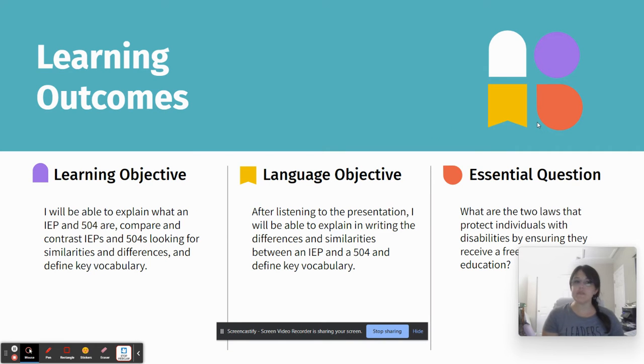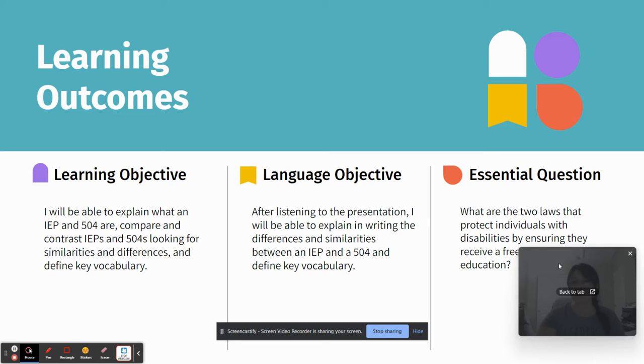So our learning objective is that you'll be able to explain what an IEP and a 504 are. You should be able to compare and contrast the similarities and differences between them. And then, of course, define key vocabulary. For our language objective, after listening to this presentation, you should be able to explain in writing in your notebook those differences and similarities. And then you should also be able to define key vocabulary.